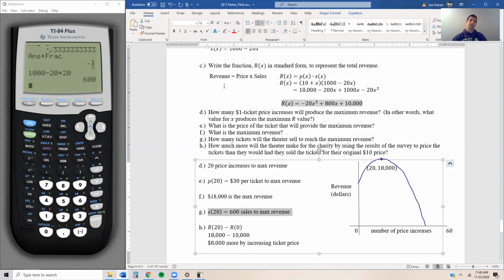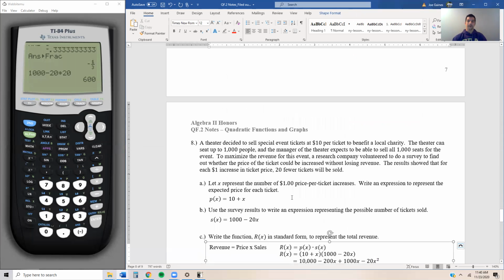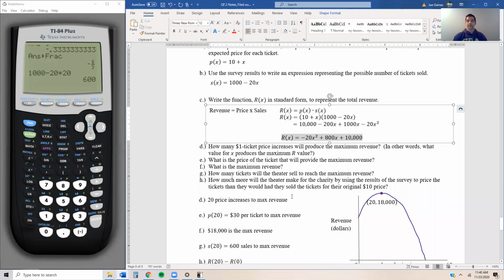Okay? So this is the conclusion of the QF2 notes. We have gone through graphing quadratics and their key features. We've gone through transformations of quadratics and how to use those to graph. We've talked about rewriting standard form into vertex form using the completing the square method, and also finding the vertex of an equation using the vertex formula. Finally, we looked at some applications, which is the real purpose of doing all of this work with graphing functions.